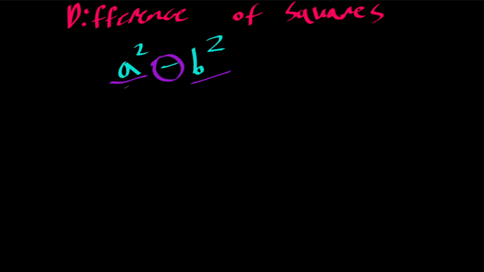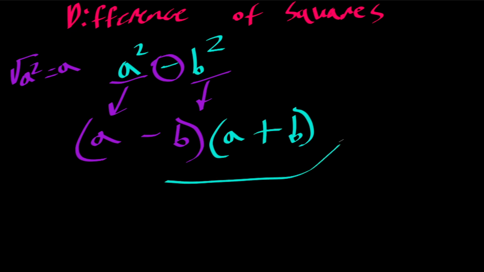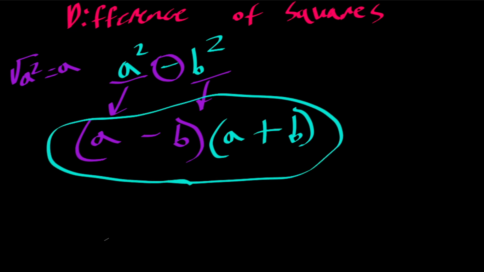Now, here's how this factors. You take whatever your a squared is, and you do the square root of that. The square root of a squared is just a. So you take a out, you take b out, because you also take the square root of b squared, and you put those together in parentheses, and they're subtracted. And that's the first factor. The second factor uses the exact same a and b, but now you add those two. So this is how we factor difference of squares.